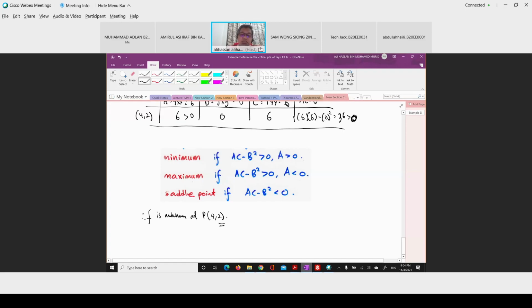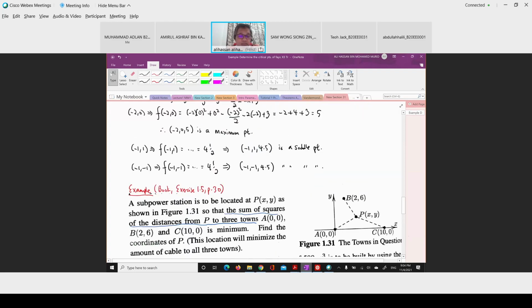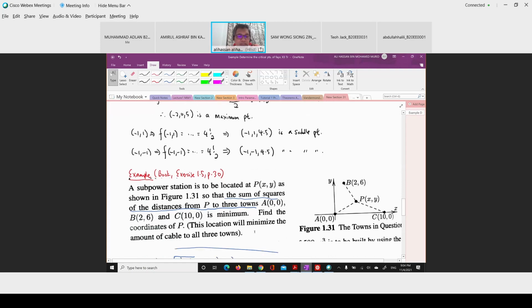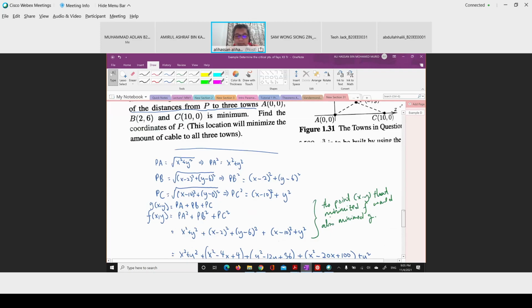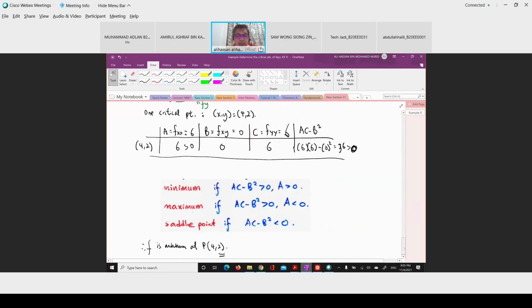It is recommended to place the power station P at the coordinate (4, 2). Okay, (4, 2). That would minimize the amount of cable to all 3 towns here. Right? Any question for this example?